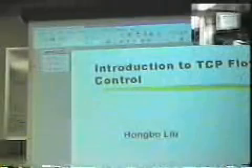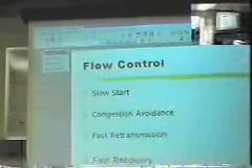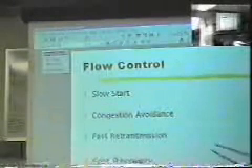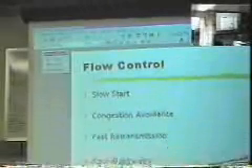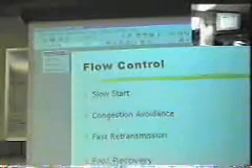So that's almost all of the flow control. I think I have covered all of slow start and congestion avoidance. Yeah, I think that's it. Any questions?